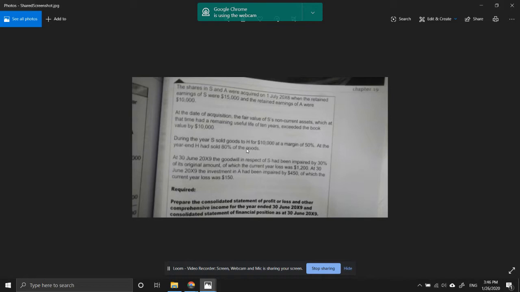Shares in A and S were acquired on this date when the retained earnings of S were 15,000 and retained earnings of A were 10,000. At the date of acquisition, the fair value of S's non-current assets, which have a remaining useful life of 10 years, exceeded the book value by 10,000. S sold goods to H for 10,000 at a margin of 50% at the year end. At 30th June 20x9, the goodwill in respect of S has been impaired by 30% of its original amount, of which the current year loss was 1,200, and the investment has also been impaired.